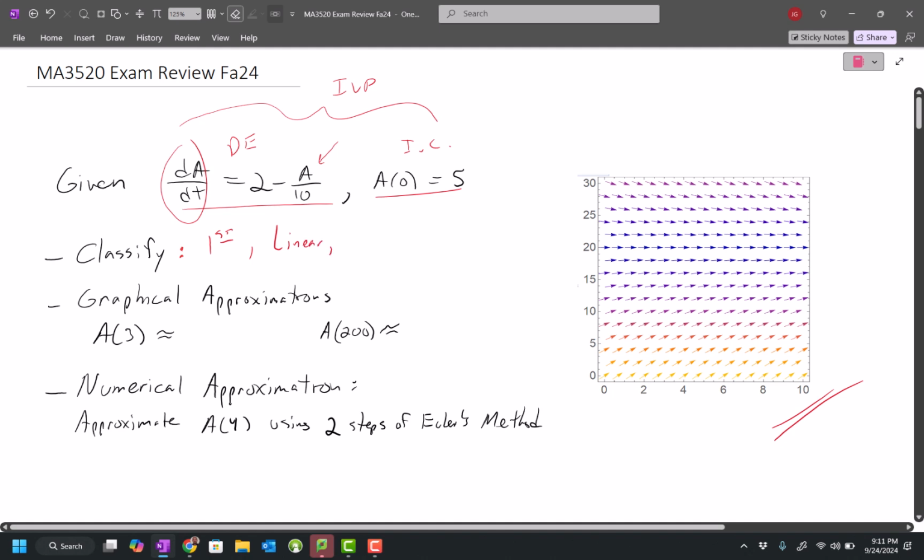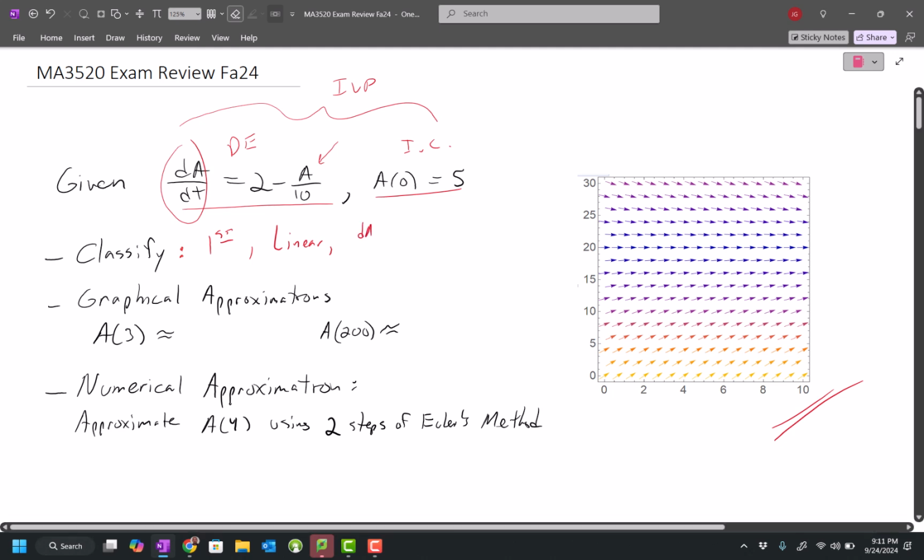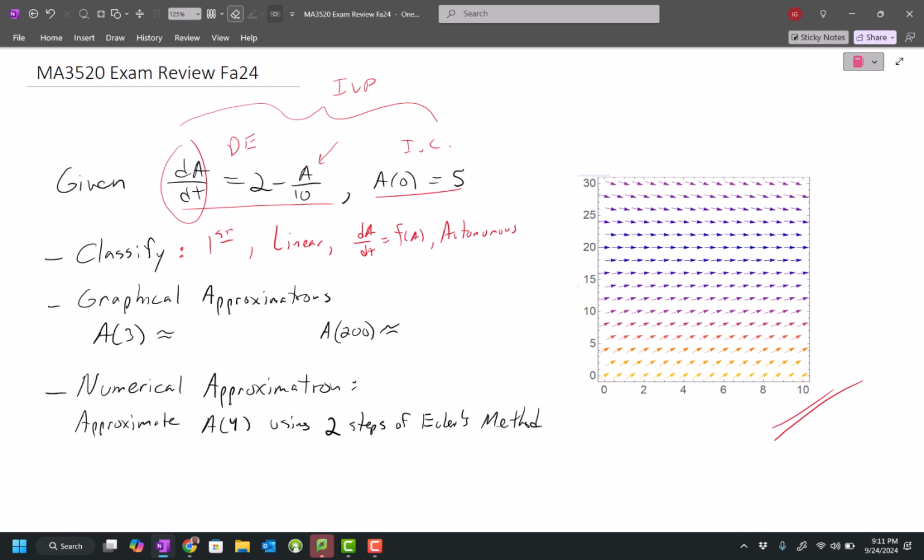And because there's no t's on the right-hand side, because there's no independent variable on the right-hand side, we know this differential equation is of the form dA/dt equals just a function of A, and therefore, yes, it is autonomous. All right, now because it's autonomous, that already gives us some information here. That means we can see that along any horizontal line, the slopes are not changing. There might be equilibrium solutions.